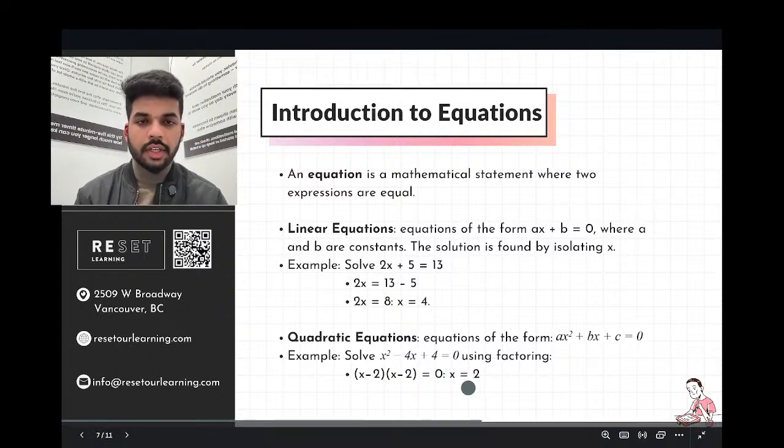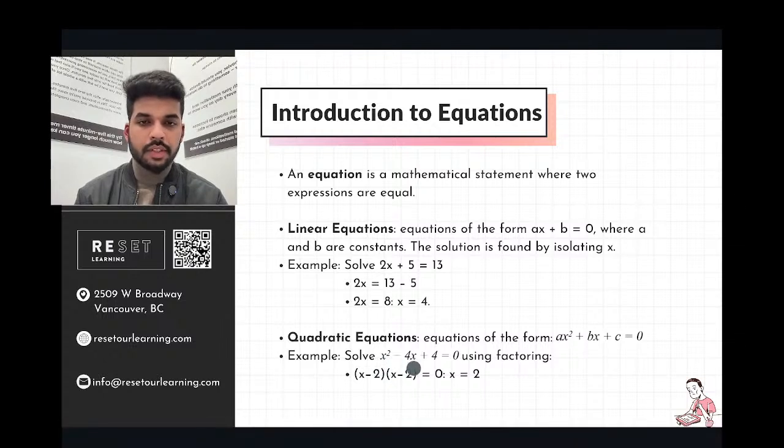So let's try that. 2 squared is just 4. 4 minus 4 times 2, which is 8. So 4 minus 8 plus 4. Yes, it is 0. So this is how we can verify if our answer is correct or not.